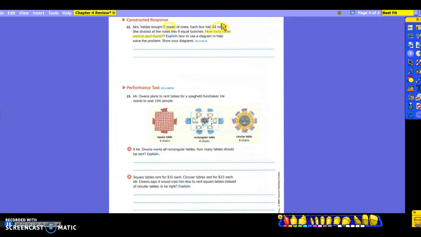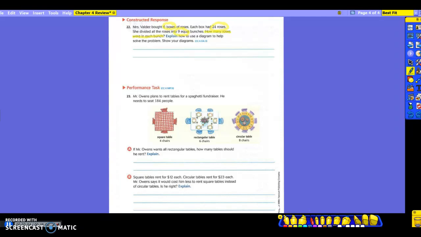In each box. Talk this through to yourself. I have 6 boxes, and in those 6 boxes, each one has 24 roses. Then what do we see? The 9, so that means we're going to divide all of those roses into 9 equal bunches. So hopefully by looking through this, you should know what step 1 should be. Who thinks they do? Think about what steps we took yesterday also. Aiden, what do you think step 1 is going to be?